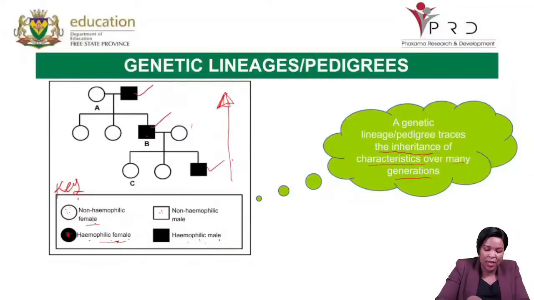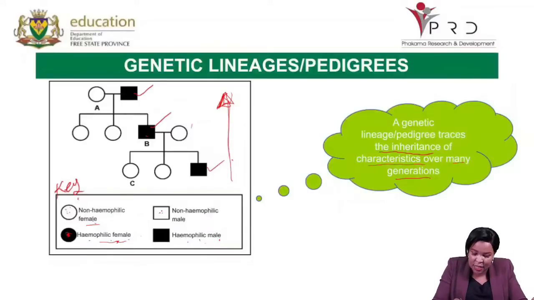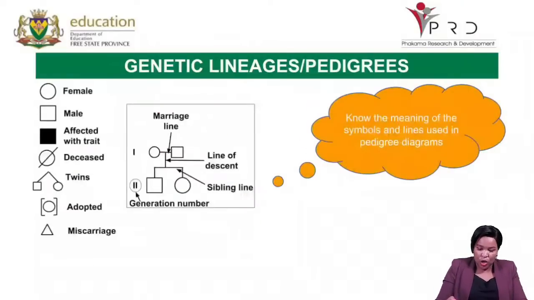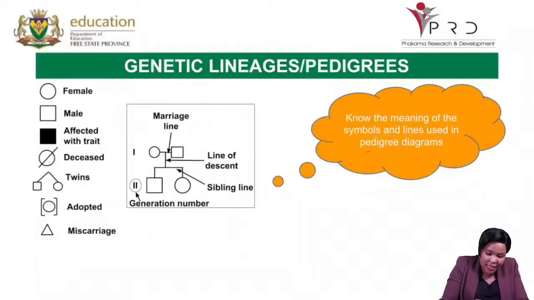You don't start filling it from the top. You start from the bottom up, because then you are tracing the inheritance. So for you to trace inheritance, you must go back in time. Right. So you must know the meaning of the symbols and the lines that are used in a pedigree. So if you see in the first row, you will see a horizontal line. You know that it represents a marriage line. Then you see it going down.